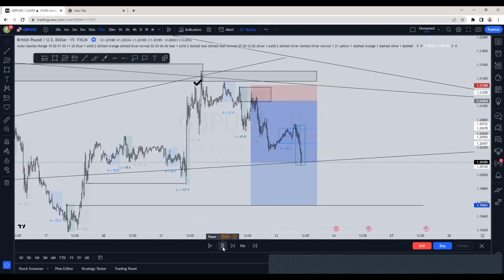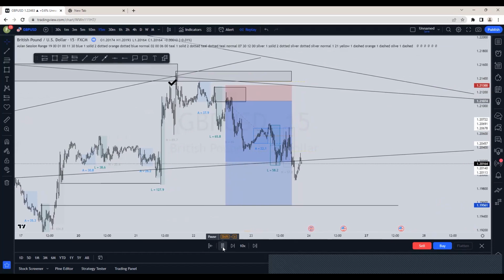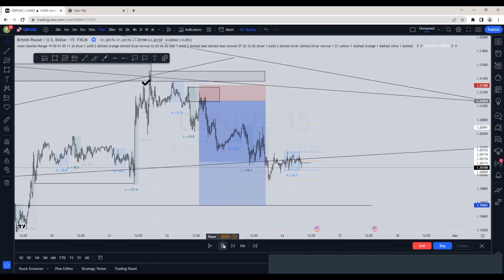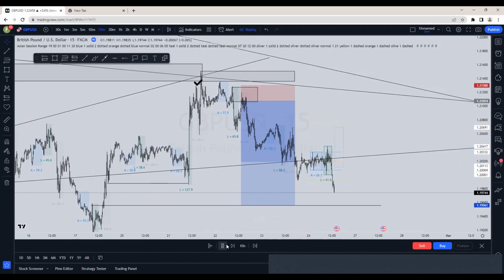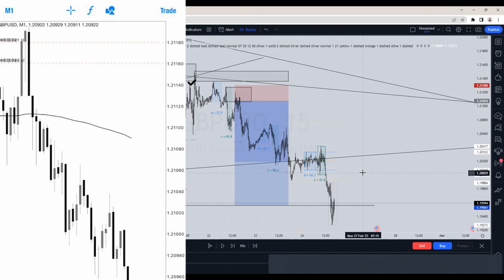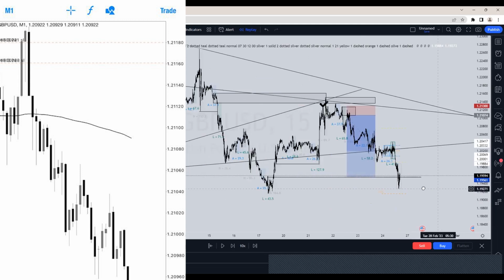And price zoomed off, right? I can see that price actually got to final targets. So you can actually see my entry right there on the screen.